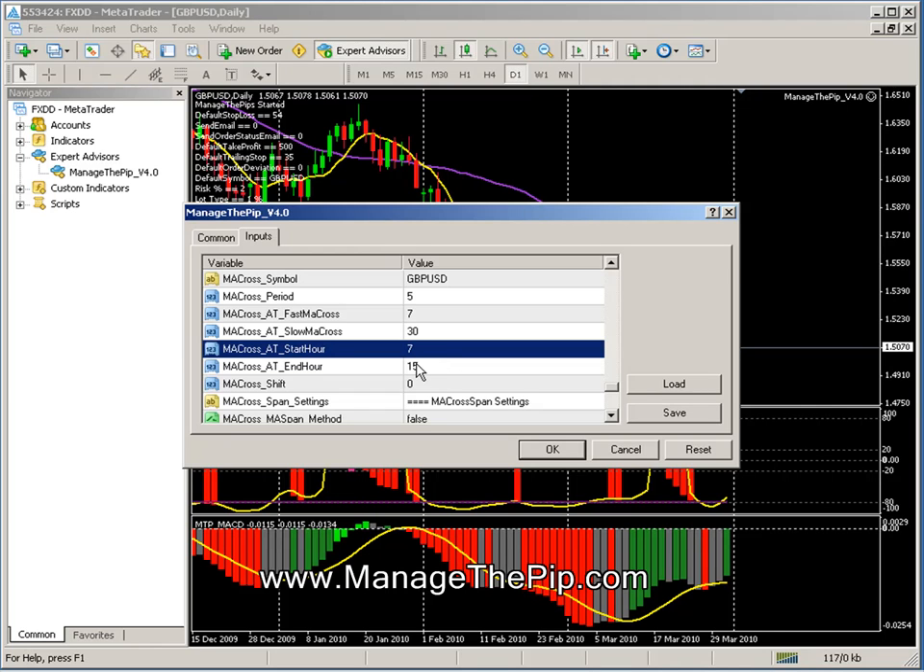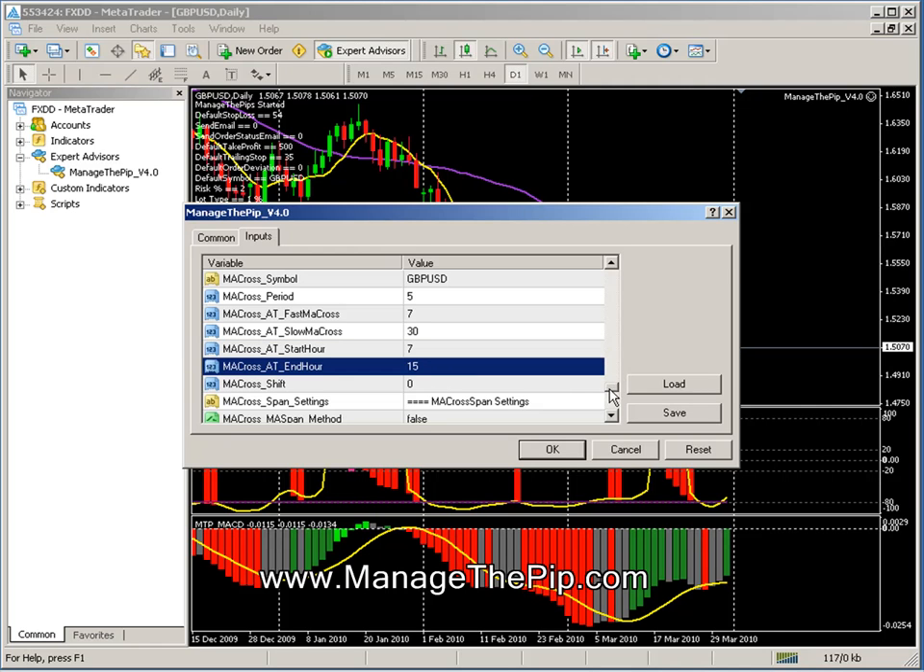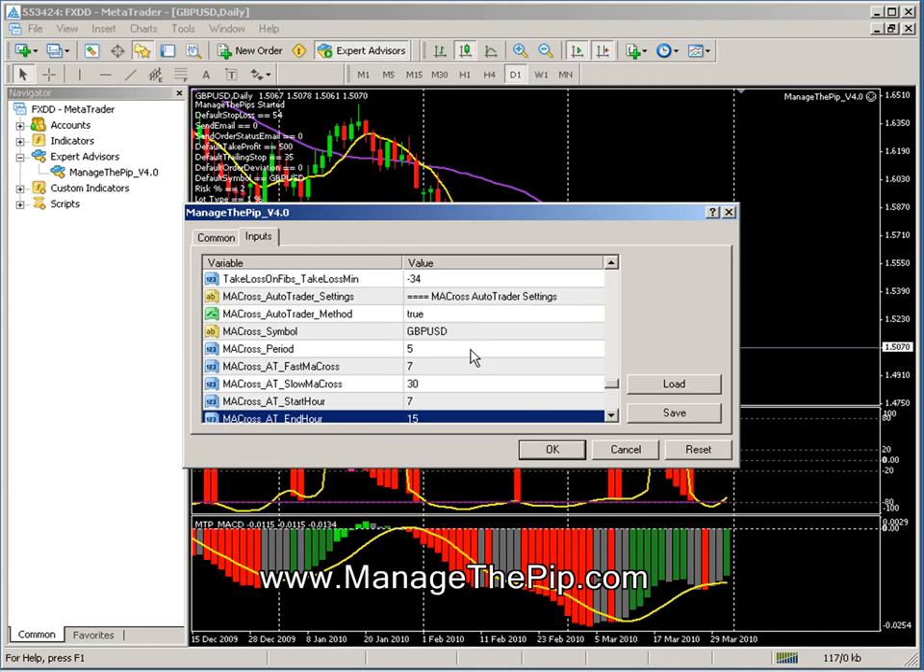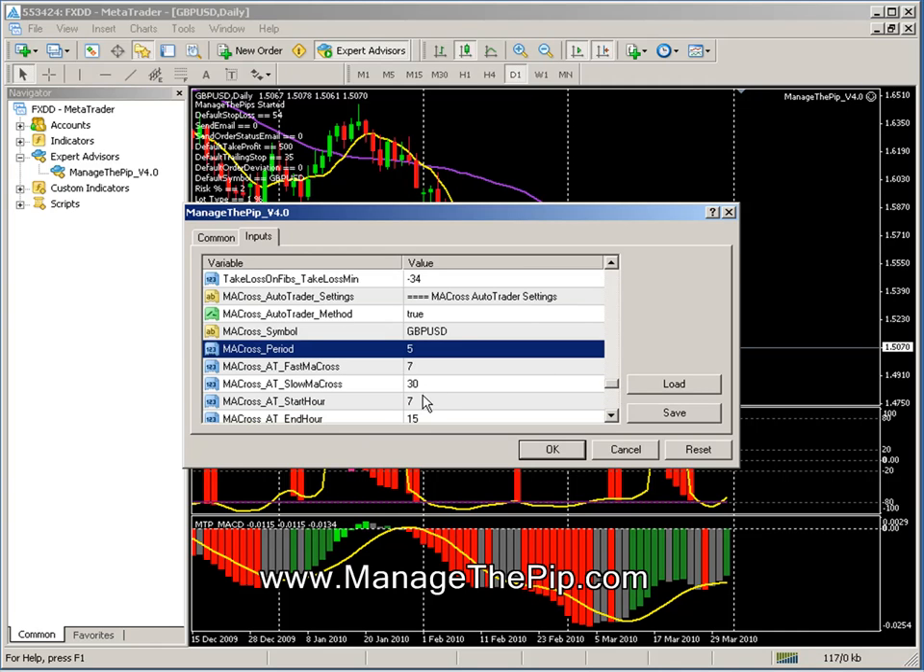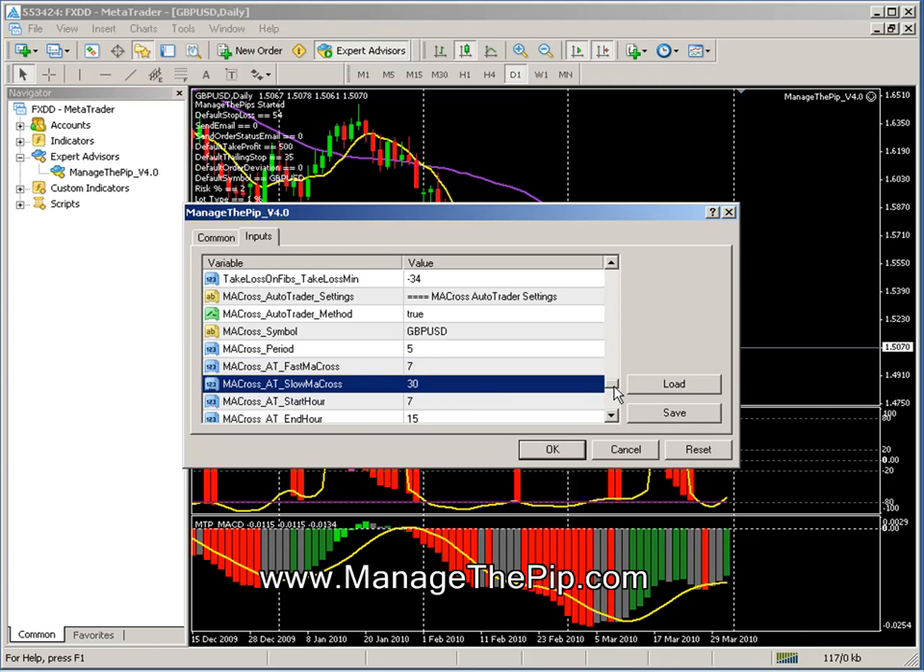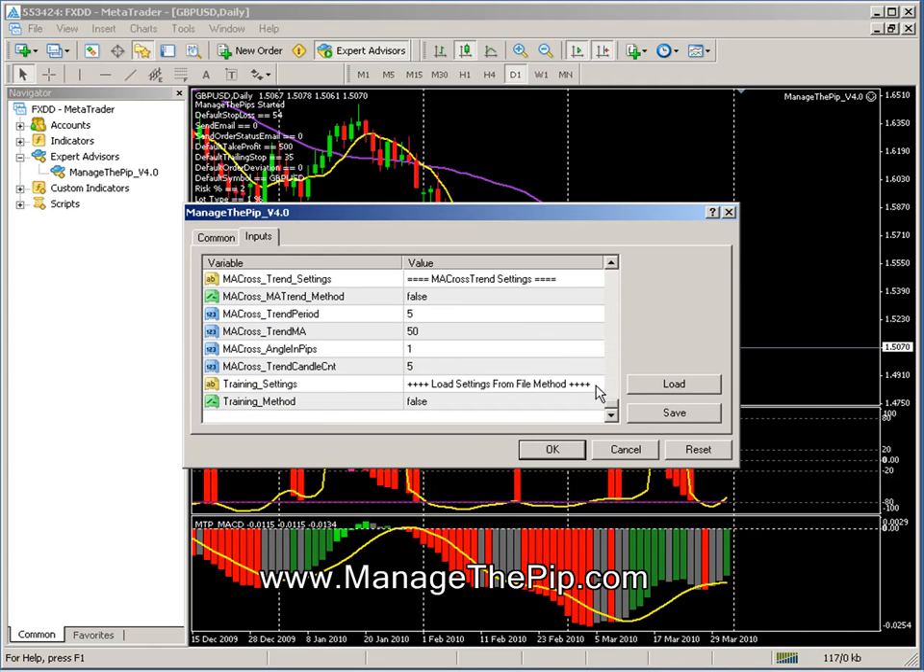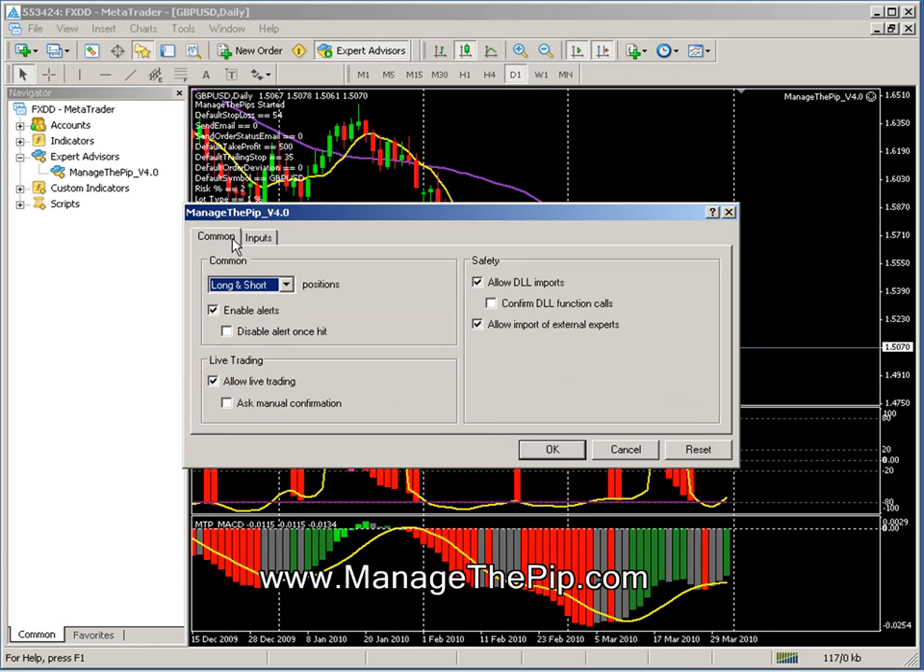So I'm going to start trading at 7 server time until 15 server time, 1500. But I'm going to be trading on the 5-minute with a 7/30 cross. So that's what my settings are. That's usually what I look for. Mostly what I always usually forget to turn off is my training method, which you don't really want running in your live account. And then what I do is I go to the Common tab.